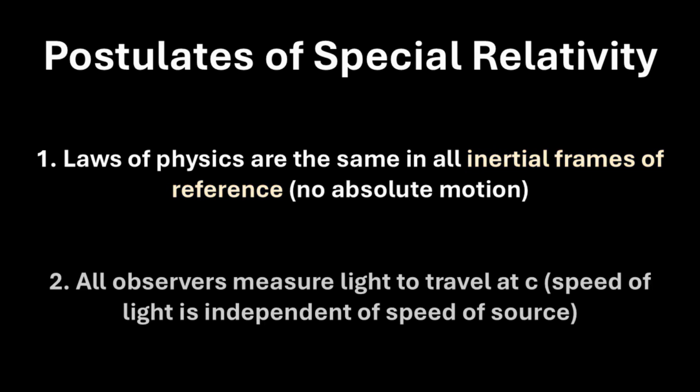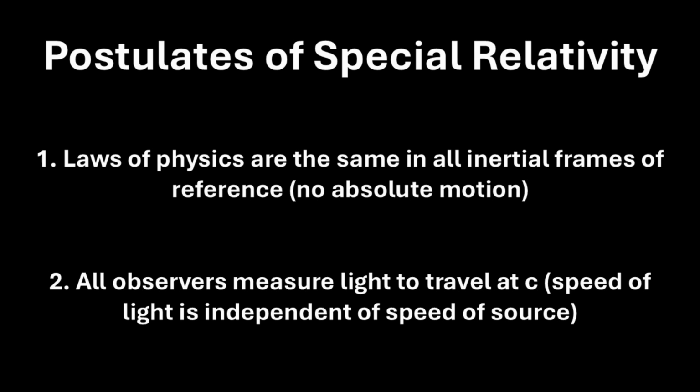The second postulate of special relativity is the experimental result from the Michelson-Morley experiment. It says that the speed of light is the same when measured in any frame of reference. Another way of saying that is that the speed of light is independent of the source of that light. And it turns out that these two postulates are all we're going to need to develop this theory of special relativity.